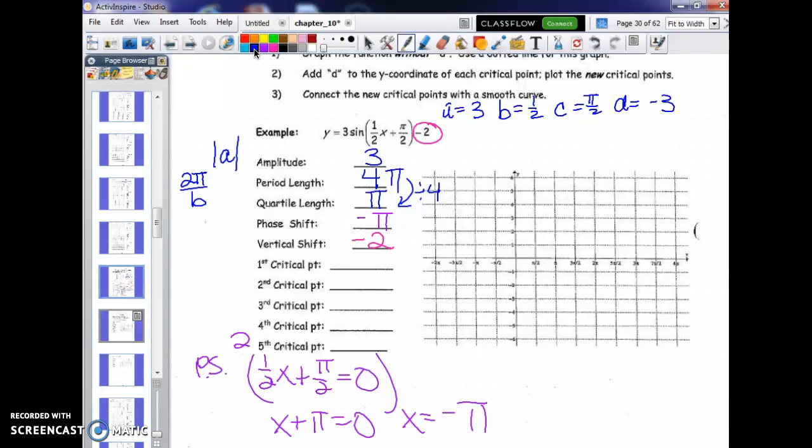Okay, so this is my sine. So I go intercept, max, intercept, min, intercept. Okay, and my points. Now my x coordinate, I'm going to look at my phase shift starts at negative pi, so that's where my first point is. And then I take this negative pi and add the quartiles. So negative pi plus pi is 0. 0 plus pi is pi. Pi plus pi is 2 pi. 2 pi plus pi is 3 pi.